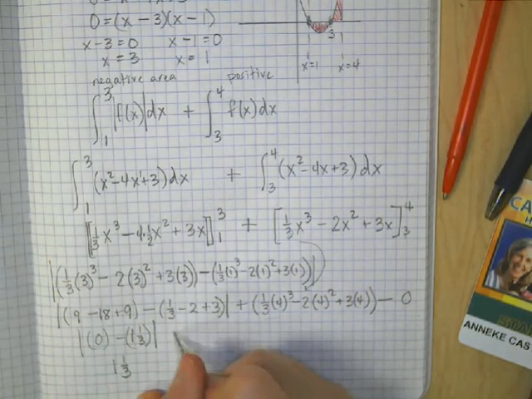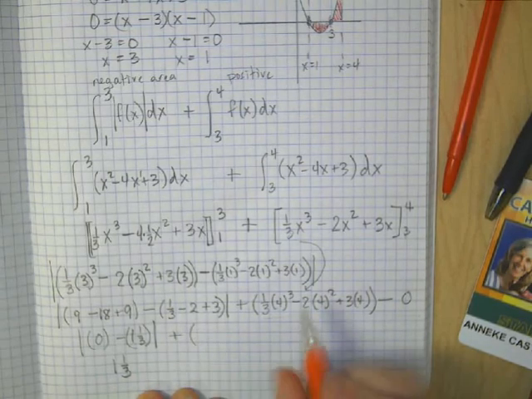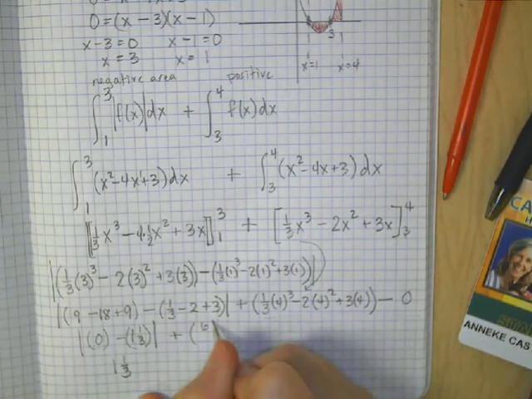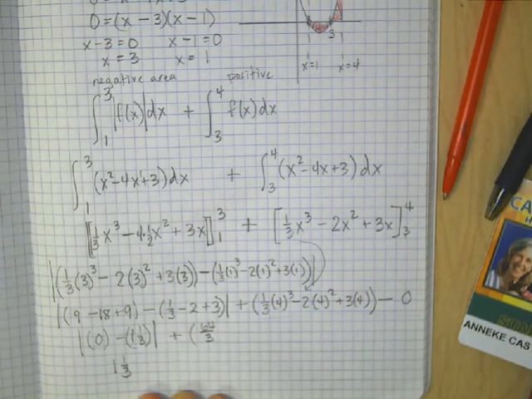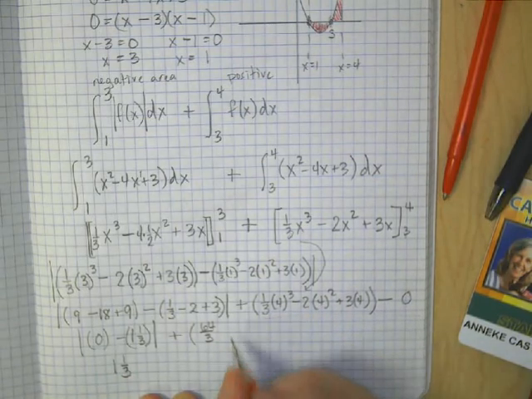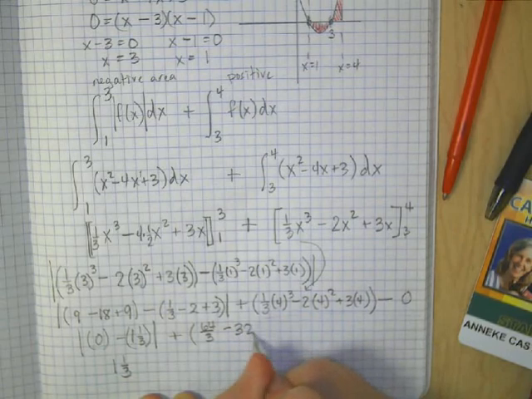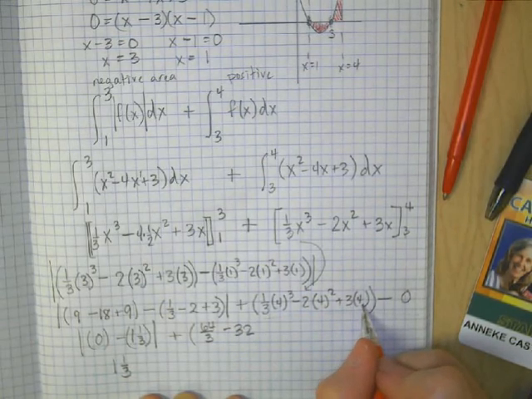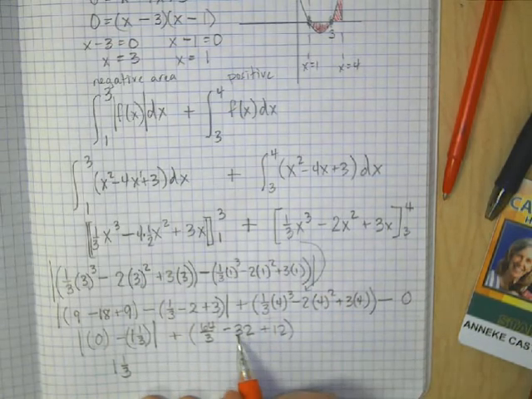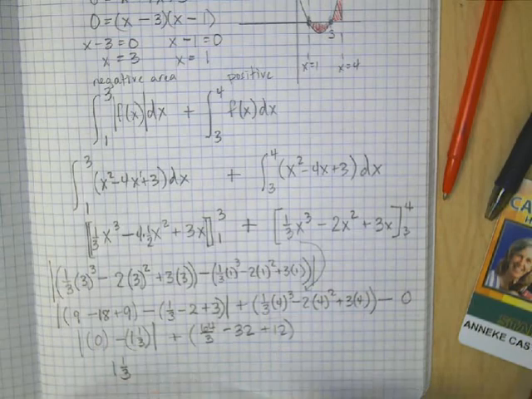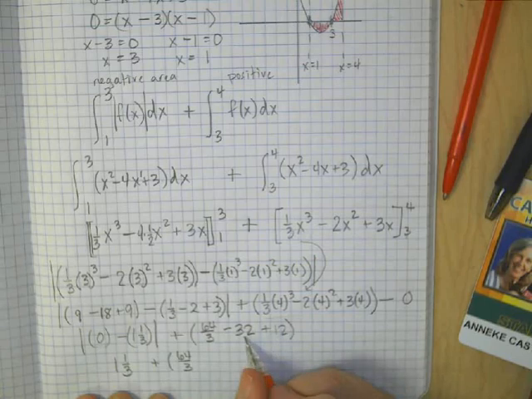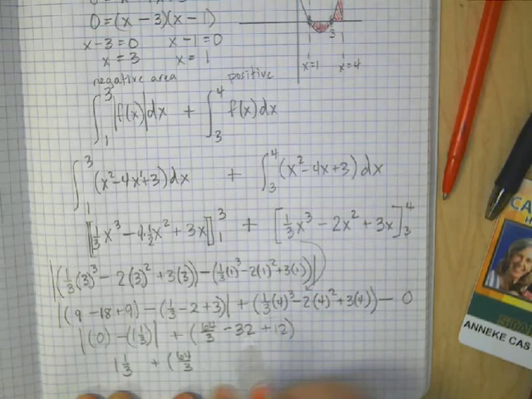So plus 4 times 4 is 16, times 4 is 64, so I have 64 over 3. I'm not going to worry about simplifying that yet. Then 4 squared is 16. 16 times 2 is 32, so minus 32. Plus 3 times 4. 3 times 4 is 12. And now negative 32 plus 12. I have my 64 thirds. Negative 32 plus 12, that is negative 20.